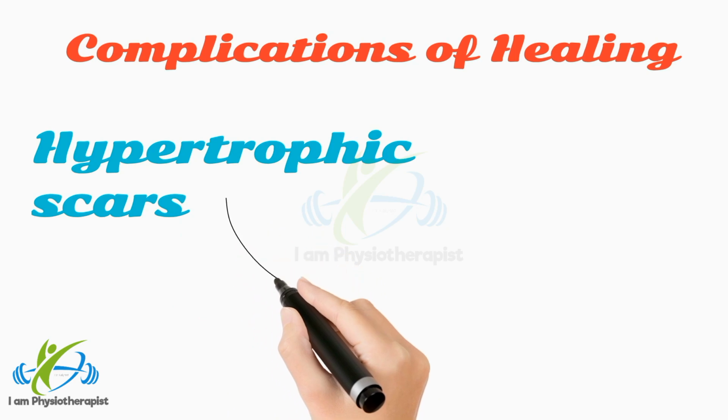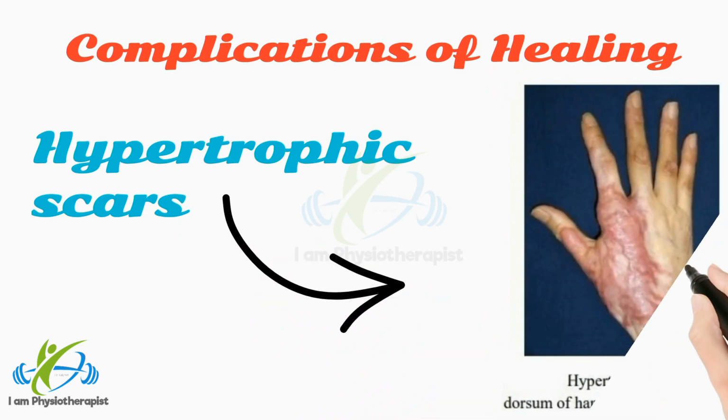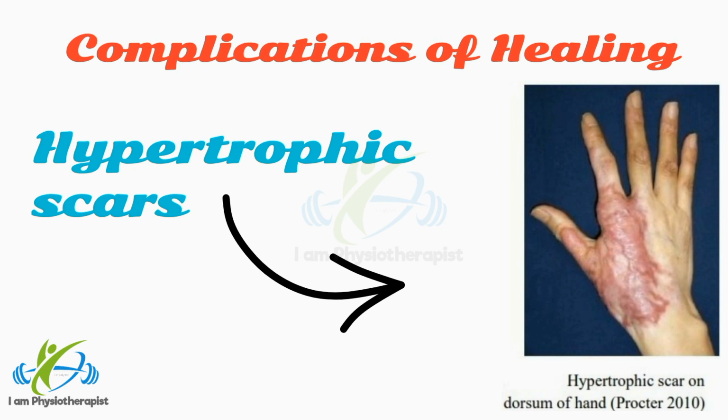Hypertrophic scars. Shapes and sizes depend on location on the body and nature of injury. Edges are raised and end abruptly. Initially, may be red or pink in color. May exceed the limits of the original injury, keloid scars.